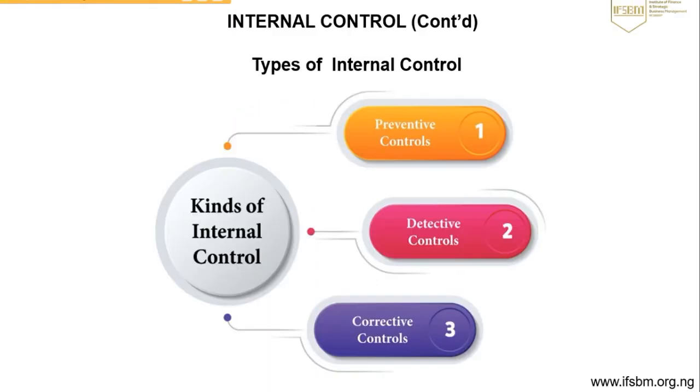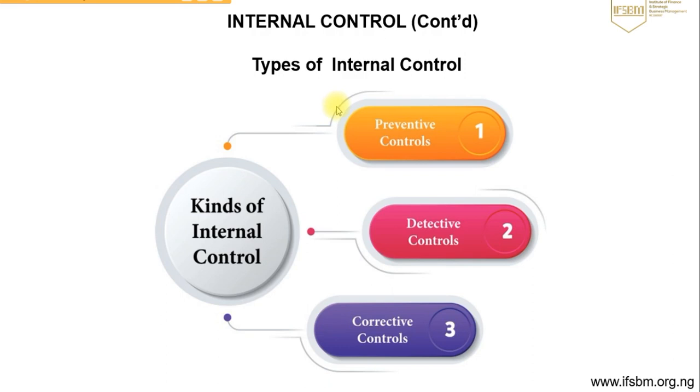What are the different types of internal controls we have? Number one is the preventive control. What is a preventive control? Preventive control is out to prevent problems from occurring in the first instance. That is, you consider all the arrays or possibilities of problems that could arise from a flow of activity. Then you try to put measures in place to prevent them from ever occurring.